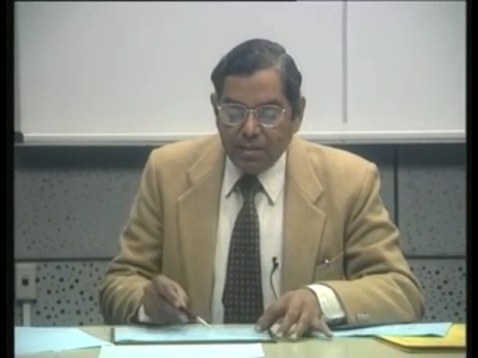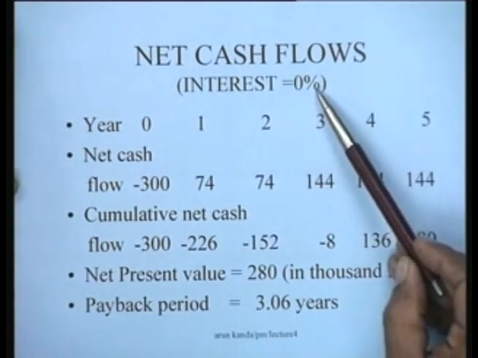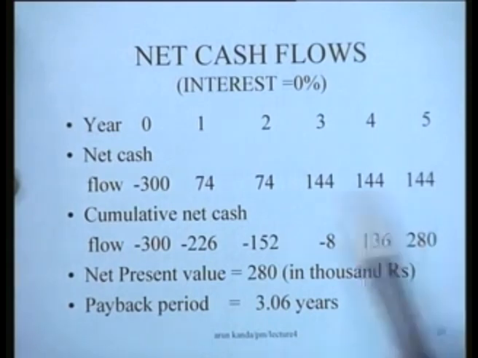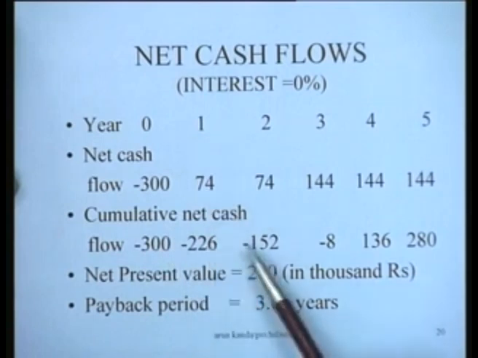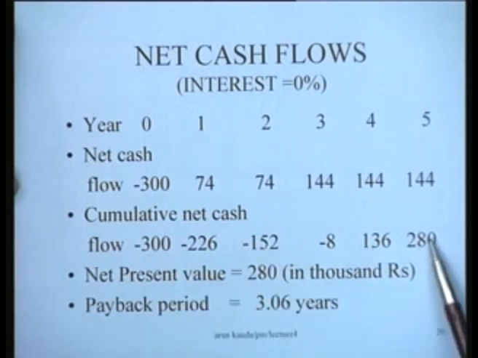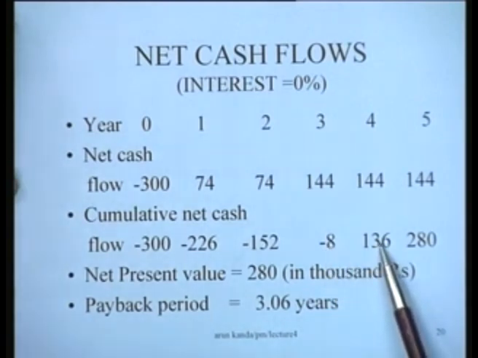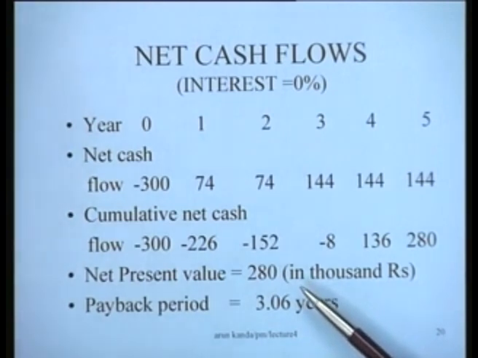For instance, if you take the work on the net cash flows rather than the gross cash flows which we worked on earlier and take an interest of 0%, these are the net cash flows which we just computed. So the cumulative net cash flow would be minus 300 plus 74 minus 226 minus 226 plus 74 is this. So this is the cumulative net cash flow, and you can see here that it changes sign between the third and the fourth year. So in this particular case the net present value is only 280,000. Compare this with the 400,000 that we had computed in the case when the gross cash flows were considered.